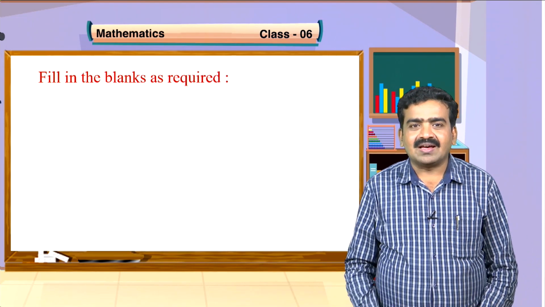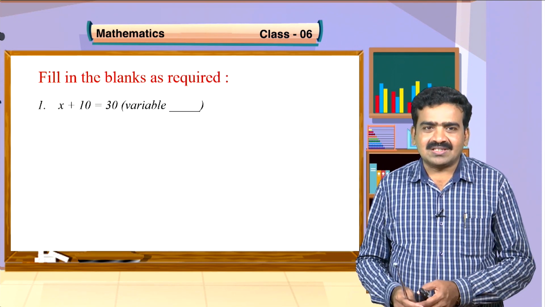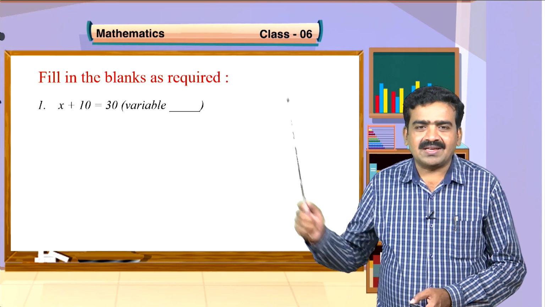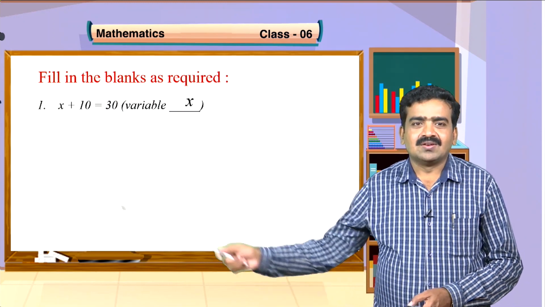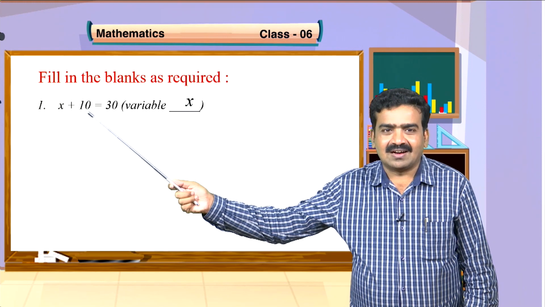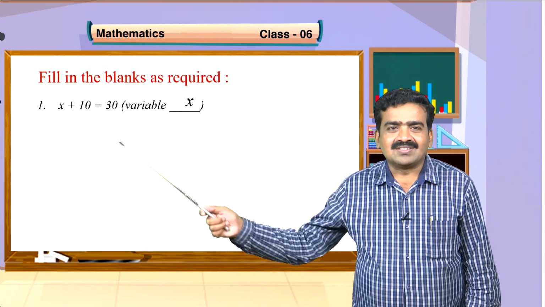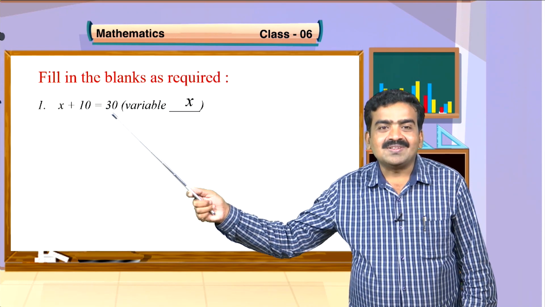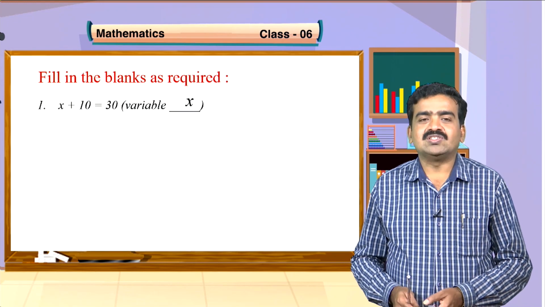Let us find the answer for the next question. Fill in the blanks as required. The questions are like this. In the first question, x plus 10 is equal to 30. So, there is a space over here. There we have to write the variable. So, which is the variable? Yes, x. What is 10 called? Yes, constant. What about 30? That is also a constant. What is this? It is an operator. So, how to read this? 10 is added to x, which yields the sum 30. I think you are all familiar with reading algebraic equations.